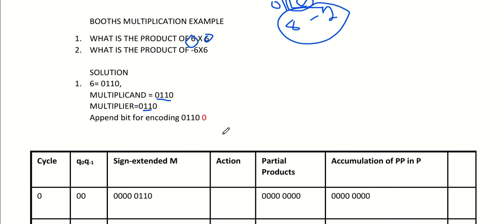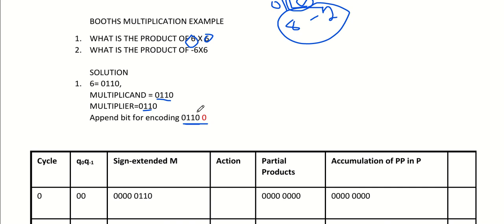So the first step for the Booth algorithm is you have to first encode your multiplier. So our multiplier is 0110, so you have to encode it. Encoding means that you start by attaching 0 to the end. And that's what we have done. So the original thing is 0110, but if you attach 0 to the end, that's the encoding process.